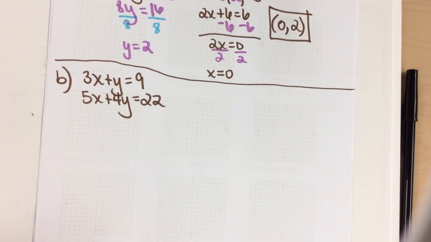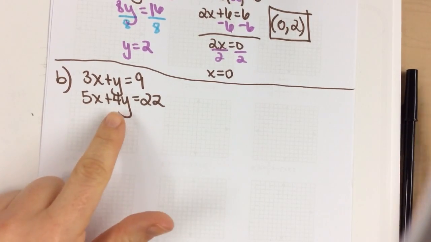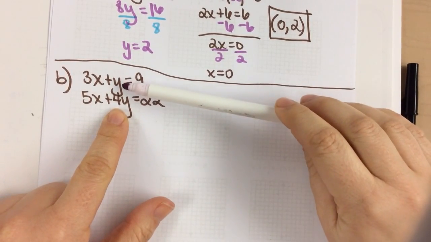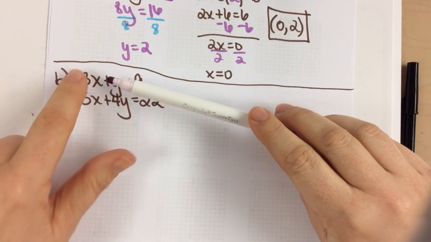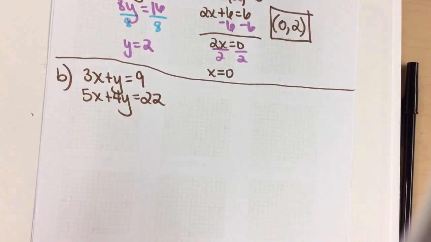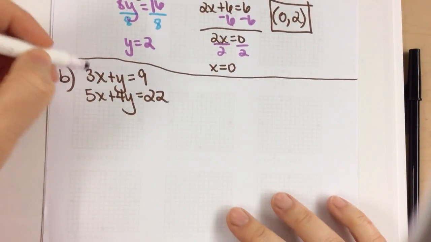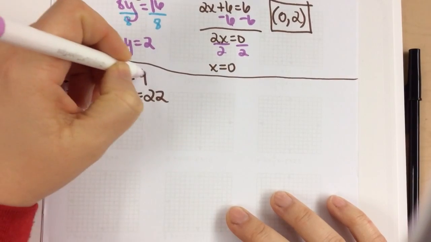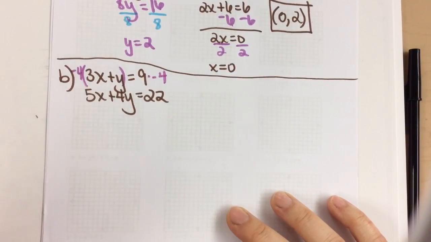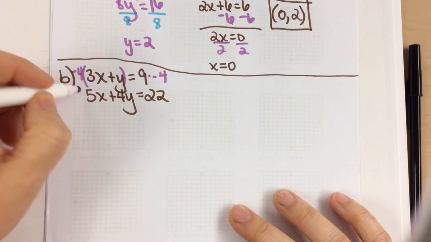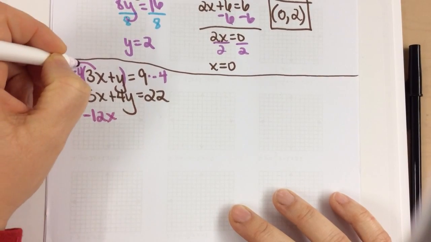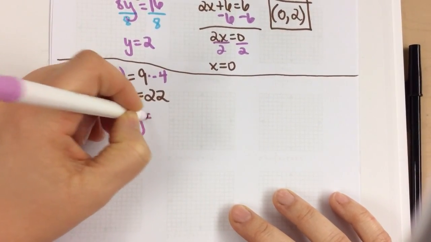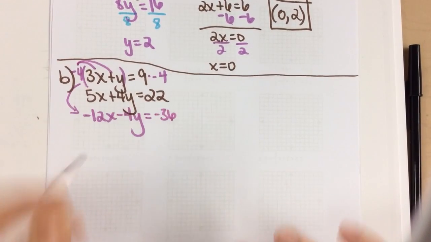So I need to decide what can I do to get them to eliminate. So I see here, this is a positive 4. If I multiplied that by a negative 4, they would cancel out. This would be a little more tricky. There's nothing I could multiply just one of them by to get it to equal the other. So I'm going to take this first equation and multiply everything, the entire equation, that's what I have to do to keep it balanced. I'm going to multiply it by negative 4. So when I distribute, I have negative 12x minus 4y equals, and then negative 36.